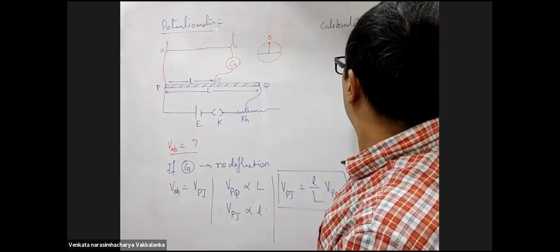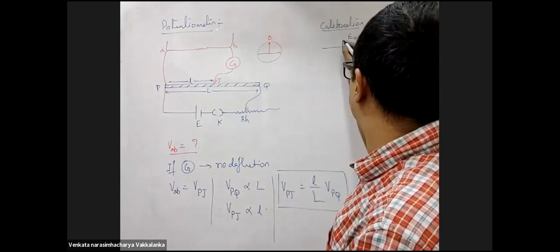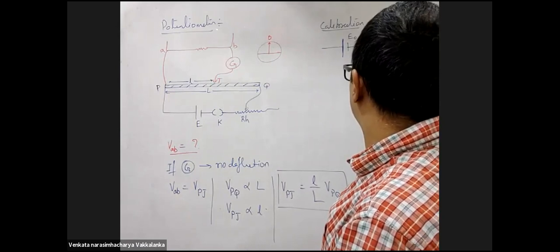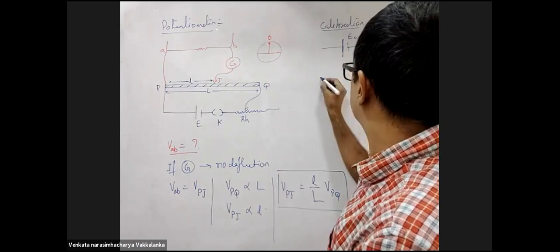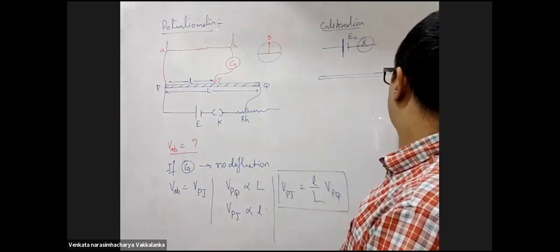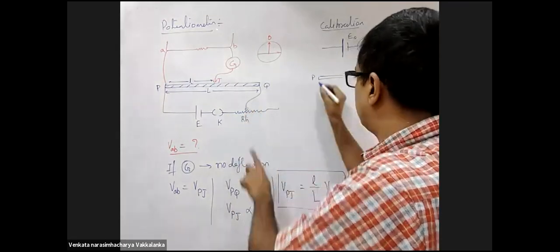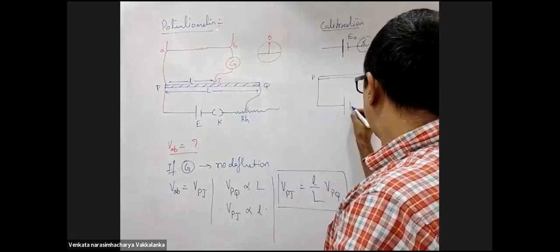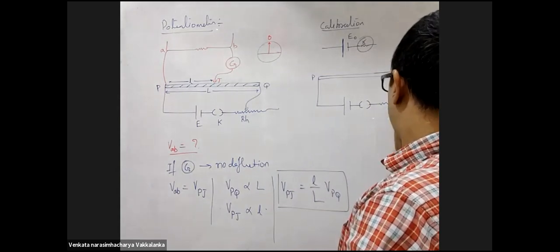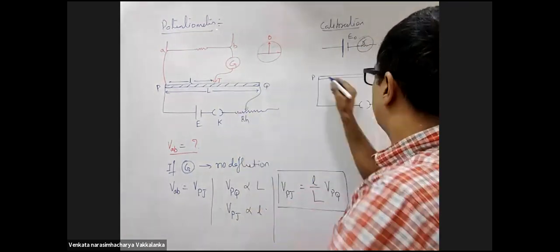What is this calibration? Take a standard cell with an EMF E0. Its internal resistance will not affect my answer. Don't change anything in the potentiometer, lower part. Don't change the position. Do not make any change in the primary circuit. Rheostat, same position.